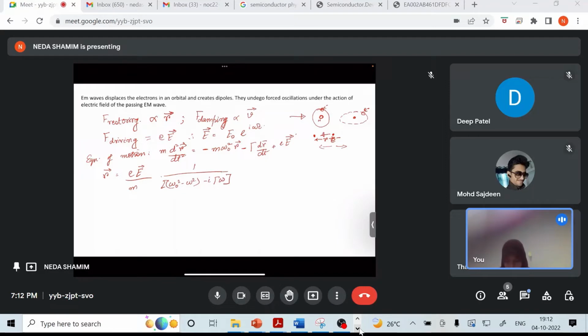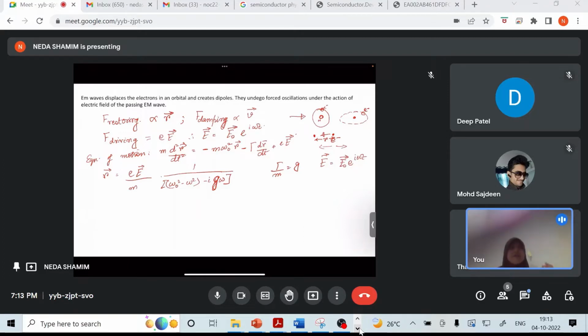where this gamma is gamma by m. Let's say I'm representing it by g, so this g over here is actually gamma by m. And the E vector, as I said, will be equivalent to E0 e to the power i omega t. Okay, E0 vector. So this is how you have your solution.